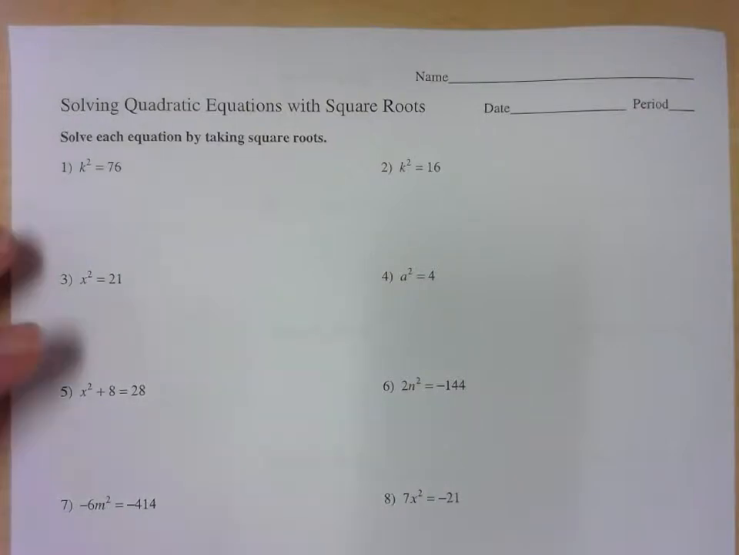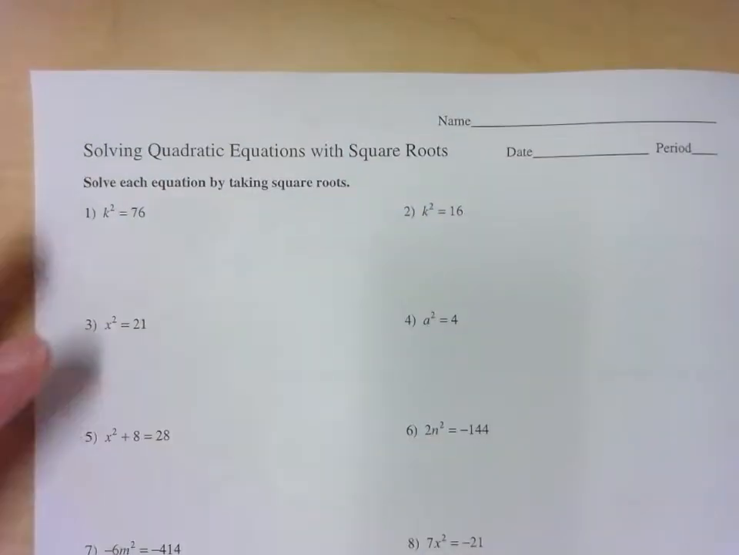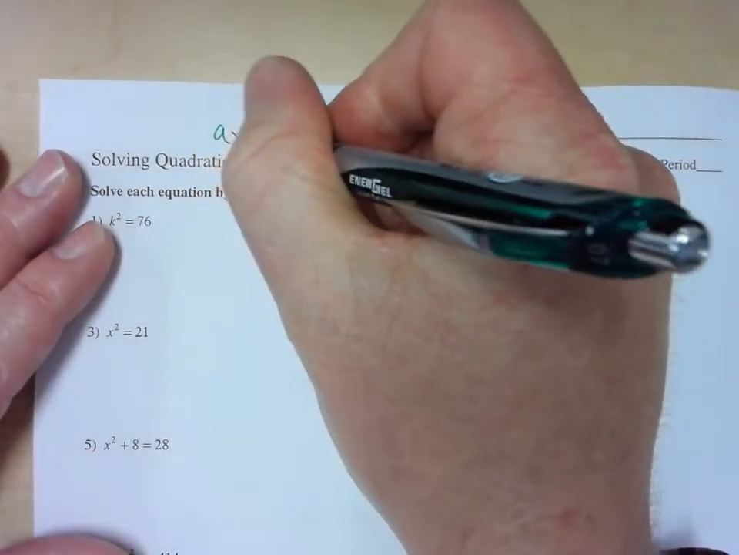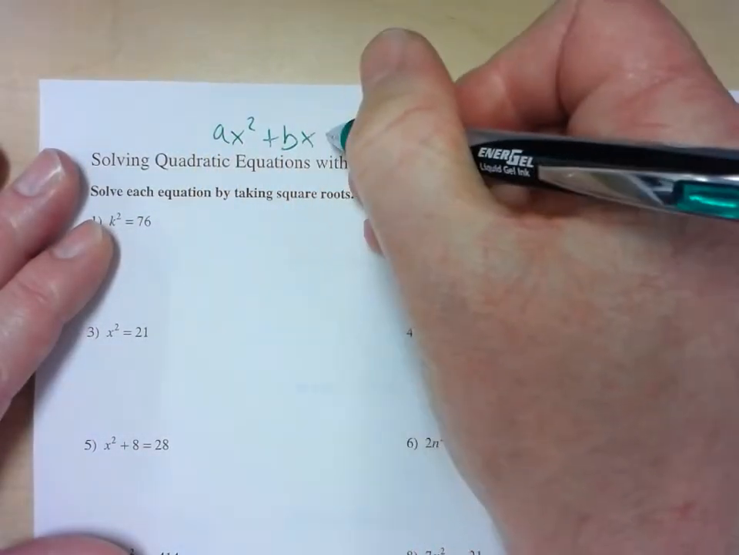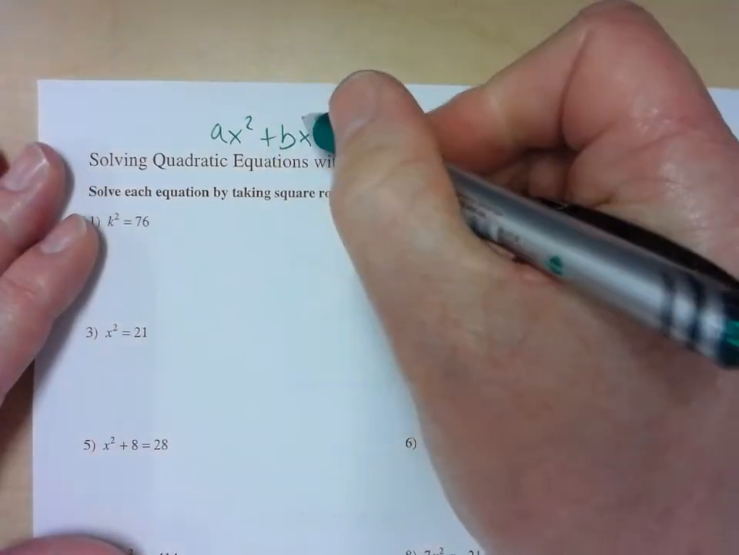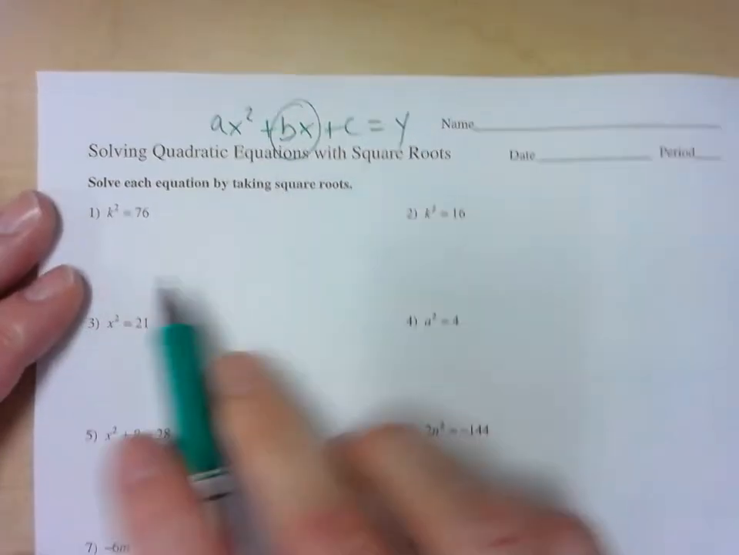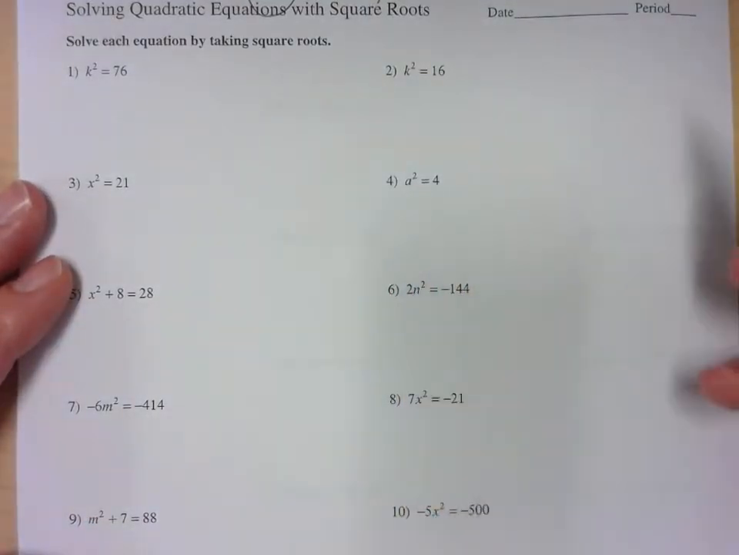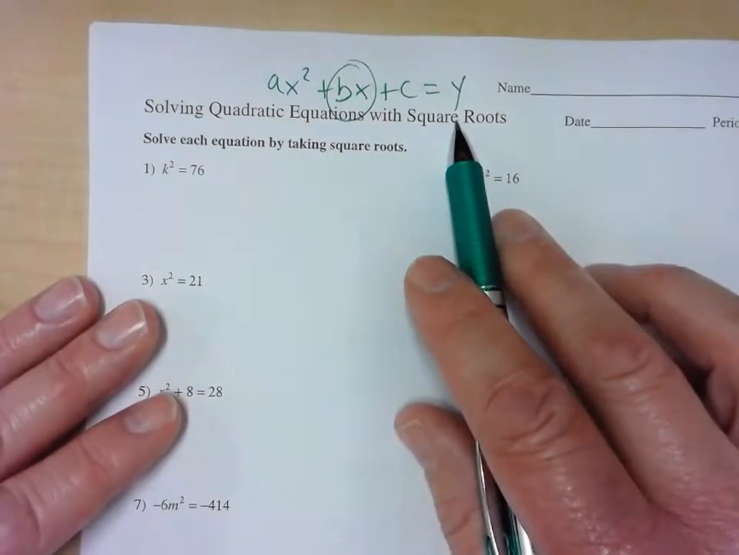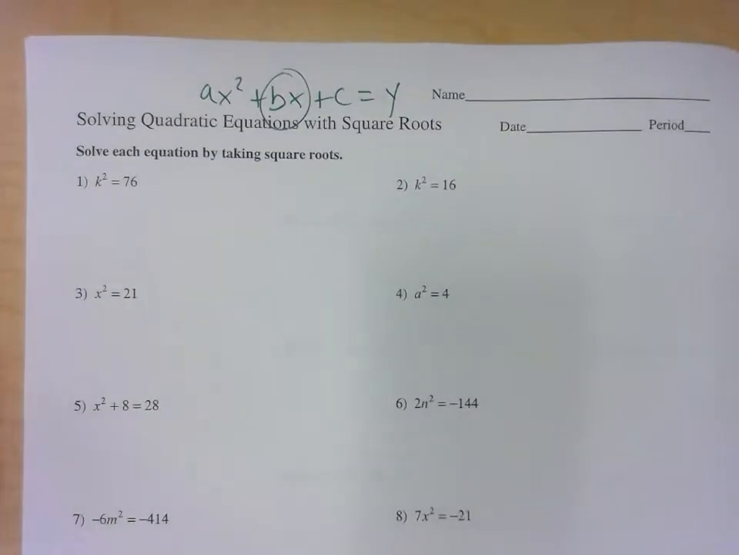So today in class we are going to solve quadratic equations with square roots. If you notice here, we have ax squared plus bx plus c equals some unknown y. But on every single one of these, the b term is missing. So there's a k squared or an x squared or an a squared, but there's no extra part here. So we can solve every single one of these using basic algebra skills and taking a square root.